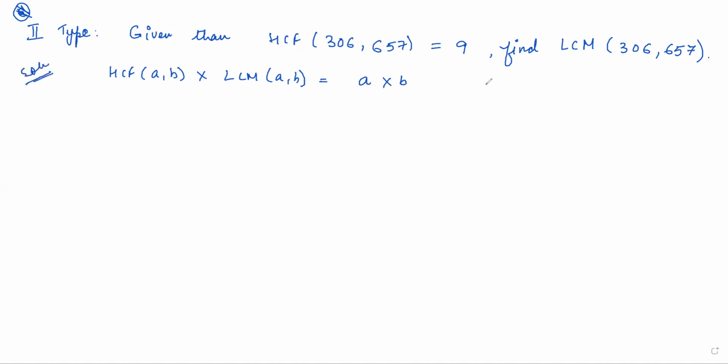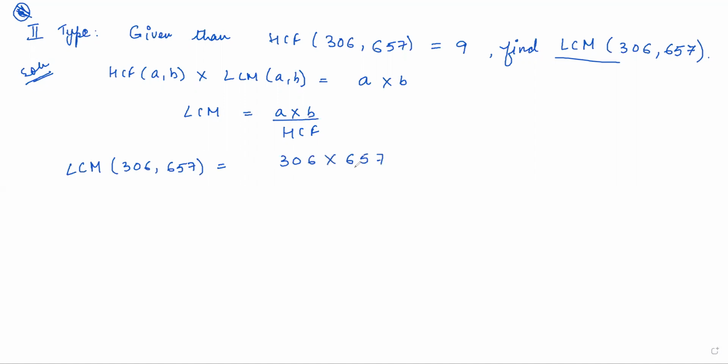Now we have to find LCM. So we will keep LCM on this side and we will do A into B divided by HCF. Understood? So LCM of these two numbers, 306 and 657, will be equal to the product of these two numbers, 306 multiplied by 657, divided by HCF of 306 and 657. Clear? Now this is 306 multiplied by 657 divided by the HCF value, which is already given, that is 9.